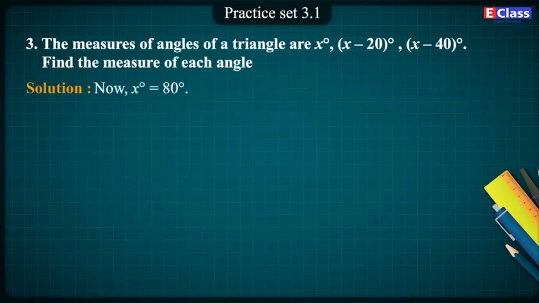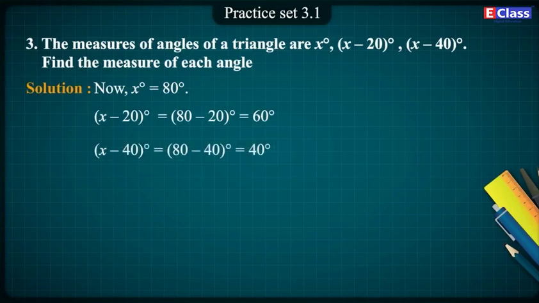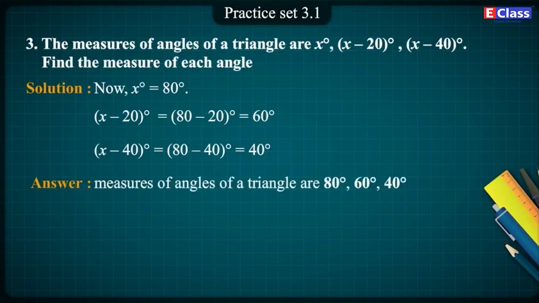Now, x degrees is equal to 80 degrees. X minus 20 degrees is equal to 80 minus 20 degrees, which is equal to 60 degrees. X minus 40 degrees is equal to 80 minus 40 degrees, which is equal to 40 degrees. Answer: measures of angles of a triangle are 80 degrees, 60 degrees, 40 degrees.